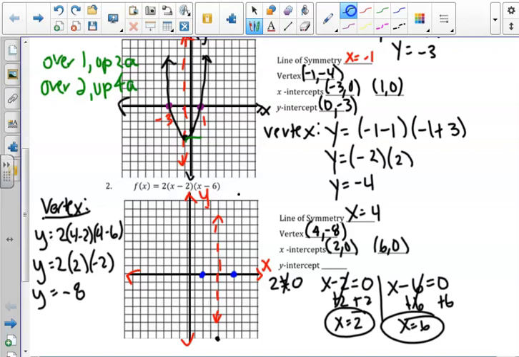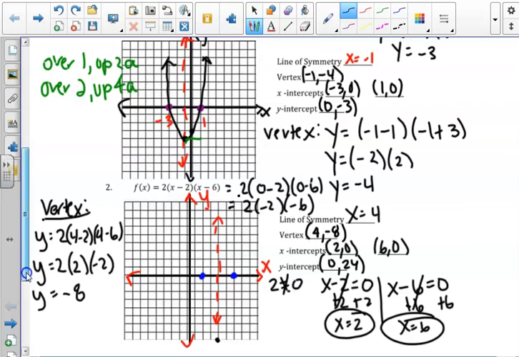And the last part of this is to find the y-intercept. So recall we're going to plug in a 0 wherever we see an x, because when we cross the y-axis, x is always 0. So I'm going to get 2 times -2 times -6. 2 times -2 is -4, and -4 times -6 is 24. So my y-intercept is (0, 24).